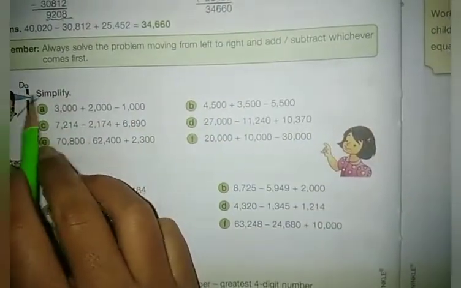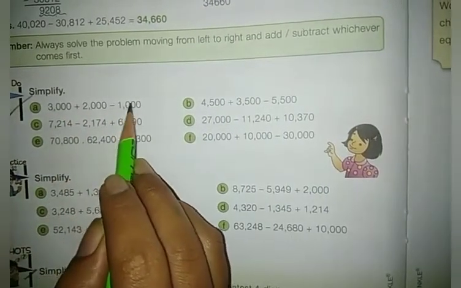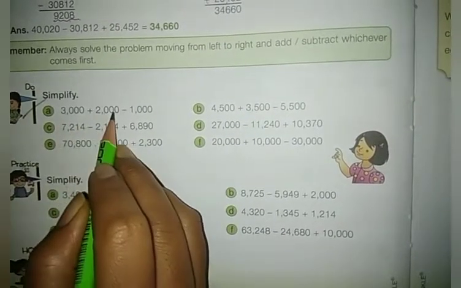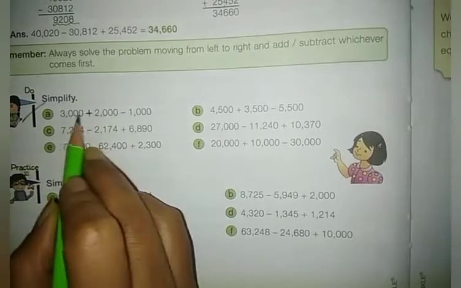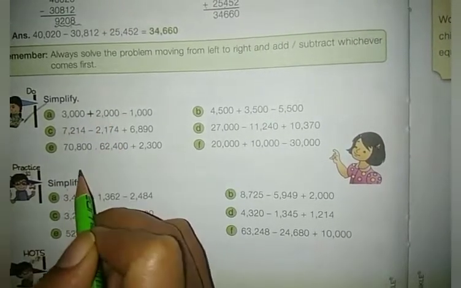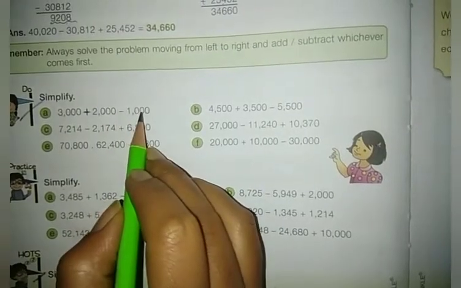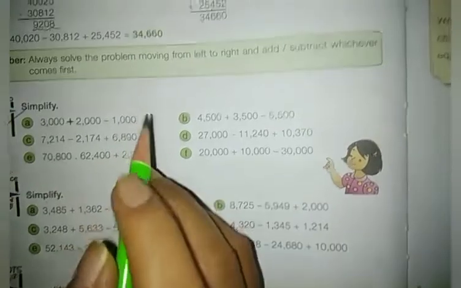Let's see the exercises now. Simplify. First one, 3,000 plus 2,000 minus 1,000. Here children, 3,000 plus 2,000. First addition sign they have given. So first we need to add the numbers, and to the answer whatever we get, we need to subtract 1,000. Let's solve in our notebook now.